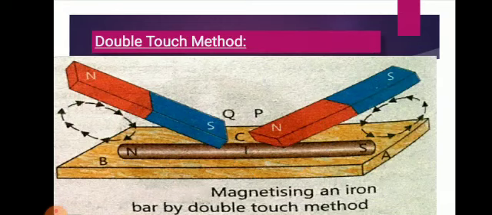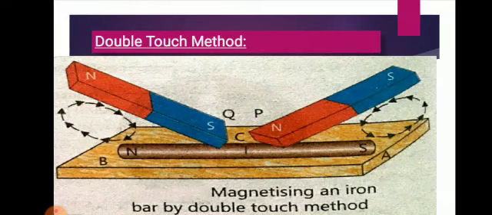Now, about the double touch method. In the single touch method we need one bar magnet. In the double touch method we need two bar magnets, and the same as before, one magnetic material, that is an iron bar, and one wooden board. Take the magnetic material, in this case the iron bar, and place it on the wooden board. Take two bar magnets of equal strength. Place them with opposite poles inclined in the middle of the iron bar, as shown in the diagram.